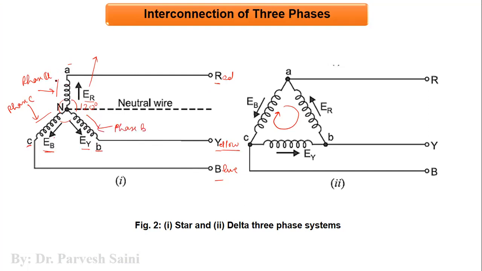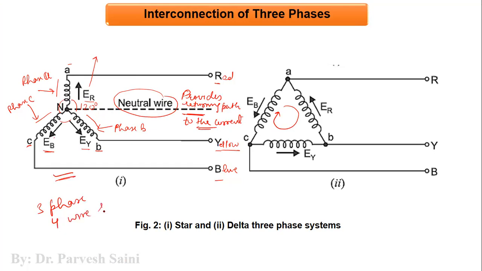Or you can also say this is phase red, phase yellow, sorry, blue, and phase yellow. So you can use any notation for this particular connection. You can also see one dotted dashed line here, which is called the neutral wire. Now this neutral wire is used to return, it provides a returning path to the current, right? So this particular system, this one is a three phase four wire system.